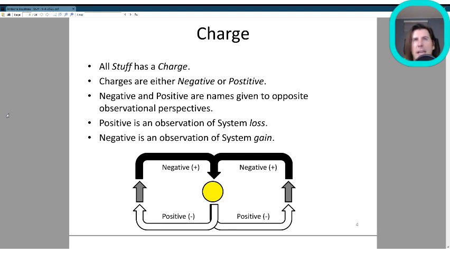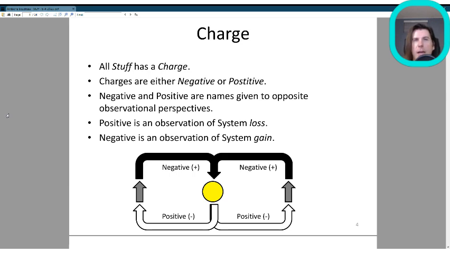Negative and positive are just names given to opposite observational perspectives. So if you're looking at someone and someone's looking at you, but you're both looking at the same thing, that's kind of the same thing, but the thing's looking back at you. That's the same thing we're talking about here. Positive is a name for an observation of system loss, and negative is an observation of system gain.